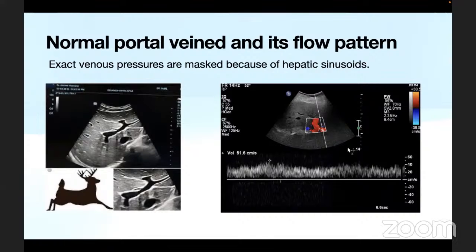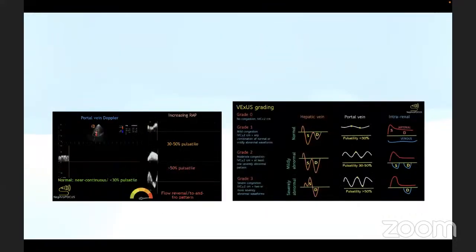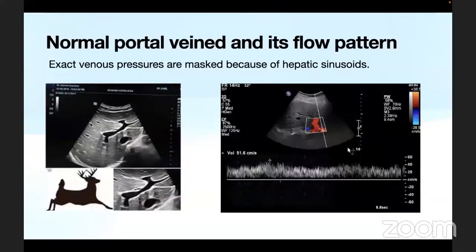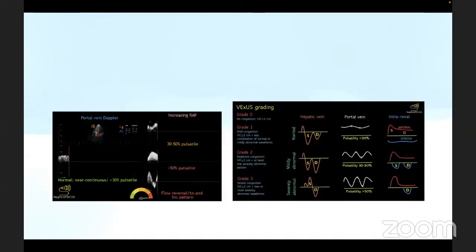So the normal portal vein flows are usually flat because exact venous pressures are masked because of the hepatic sinusoid. So it is usually flat with variations produced in the pulsatility because of respiration.